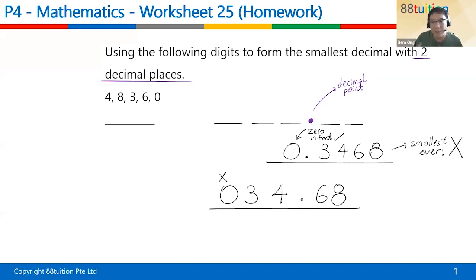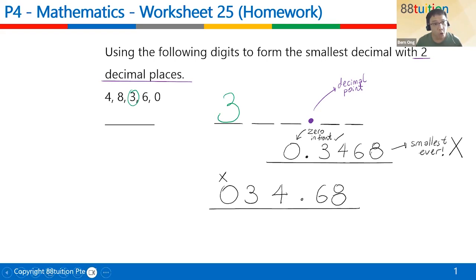Because you slowly build up the rules, you see. You slowly build up the rules: what can, what cannot. So down here, you cannot start with 0. You have to start off with what? The next smallest digit is a 3. So it's 300 and something. 300 and what?